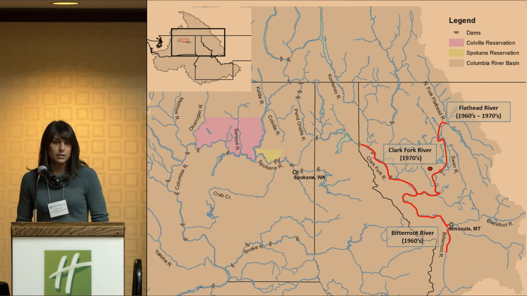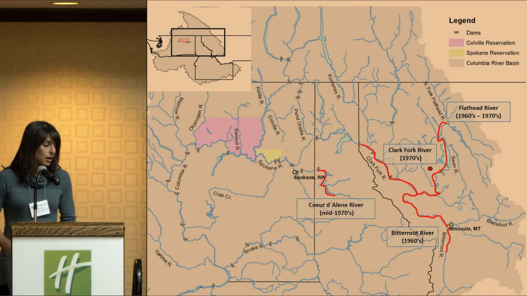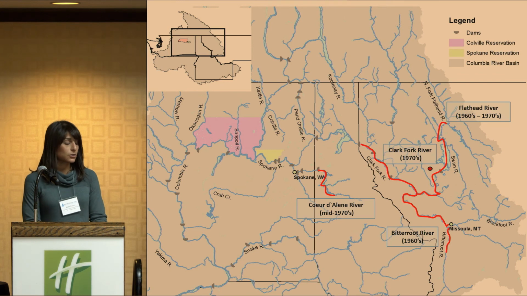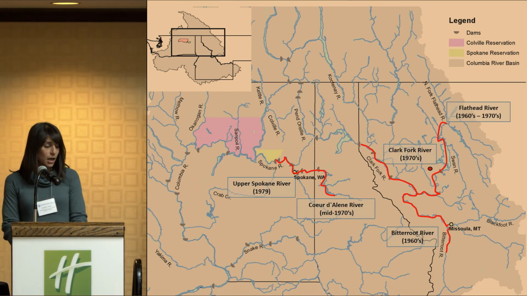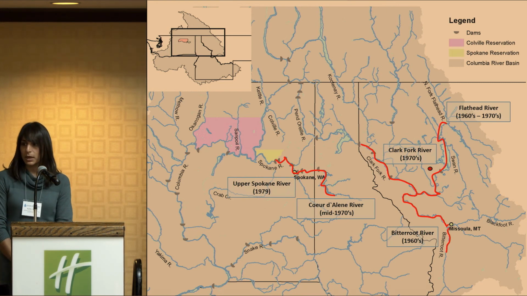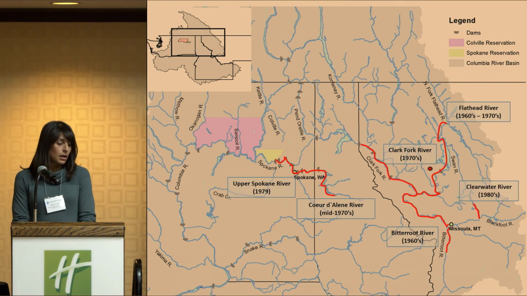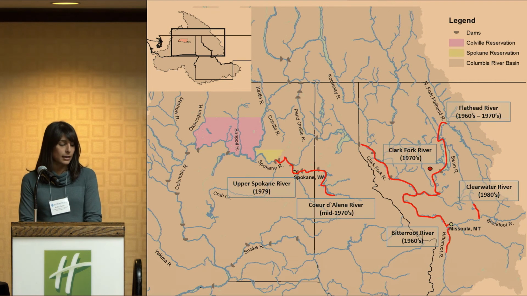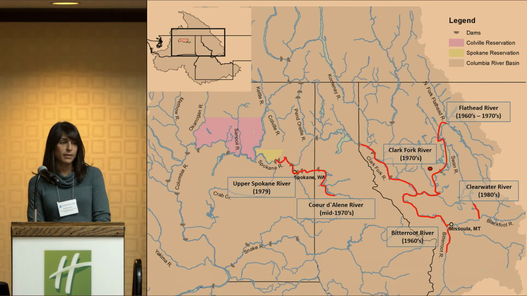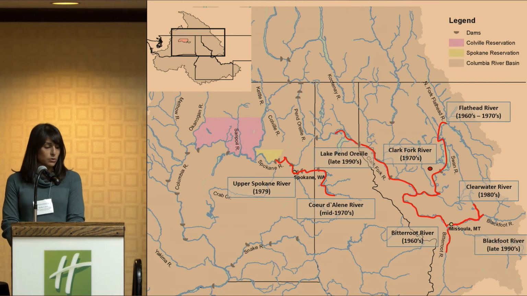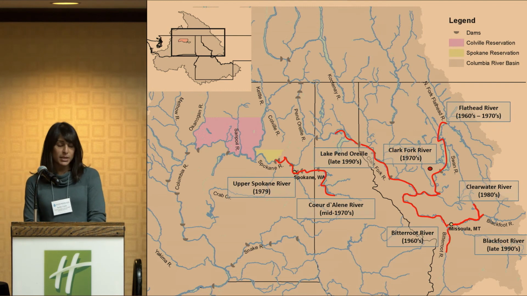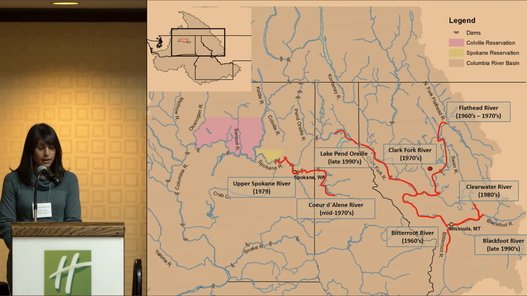We then saw them spread into the Clark Fork River Basin, and we also know there was another independent introduction of northern pike in the 1970s in the Coeur d'Alene River Basin. From there, those northern pike spread downstream into the upper Spokane River by the late 1970s. There was yet another introduction of northern pike in the 1980s in the Clearwater River Basin, and in the late 90s, it's believed that high flows associated with high snowpack led to downstream drift of northern pike, both from the Clearwater River Basin into the Blackfoot River Basin near Missoula, as well as into Lake Pend Oreille.